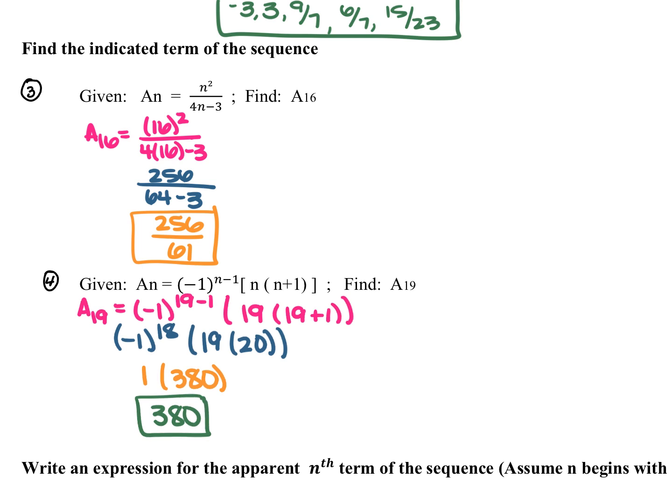Everything that we've looked at so far, numbers 1, 2, 3, and 4, do come from 13.1. So the next section that we're going to look at is coming from 13.2.